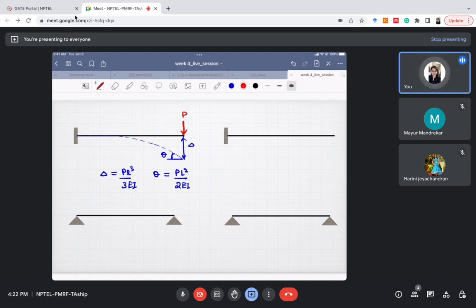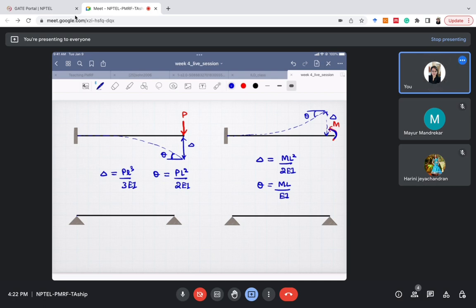Okay, and if there's a moment here, what will be the deflected shape? Just try to make the deflected shape yourself also. It will deflect like this, right? If I apply a moment like this, the beam will deflect like this. There is some vertical displacement and some theta also, right? The vertical displacement is equal to ML square by 2EI, and theta is equal to ML by EI. Just remember these values. If you want to derive them, you can, but for GATE you have to remember these values.